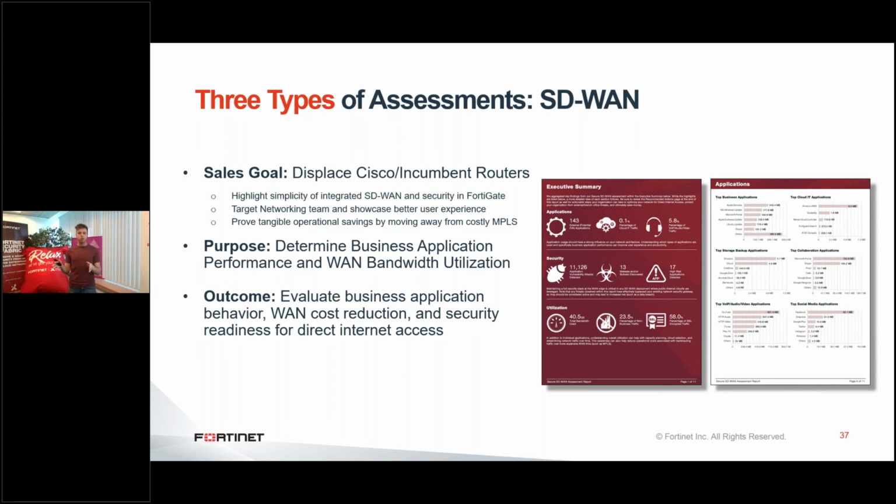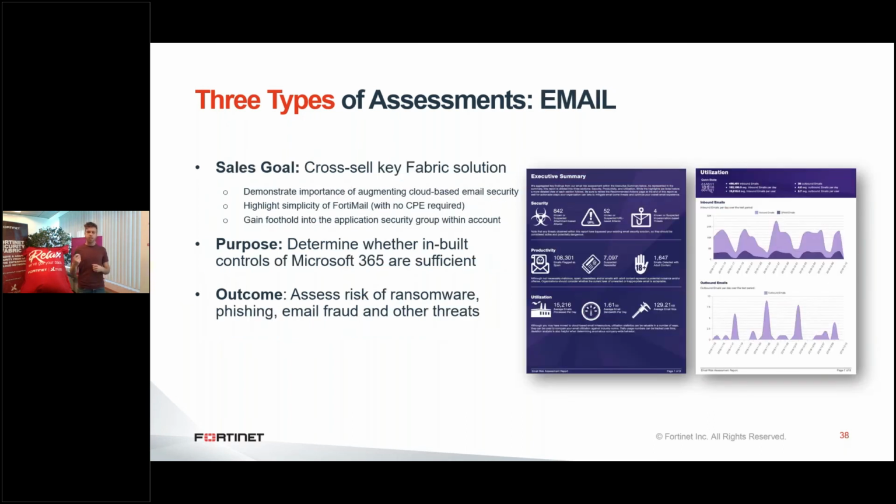Here we can really focus on which applications you see and how you can optimize the use of maybe an MPLS link, or how to make the change from classic routers to FortiGate, which has SD-WAN capabilities by default.